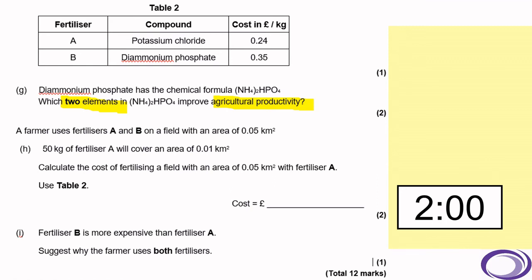A farmer uses fertilisers A and B on a field with an area of 0.05 kilometres squared. 50 kilograms of fertiliser A will cover an area of 0.01 kilometres squared. Calculate the cost of fertilising a field with an area of 0.05 kilometres squared with fertiliser A. Use table 2. Then fertiliser B is more expensive than fertiliser A. Suggest why the farmer uses both fertilisers.